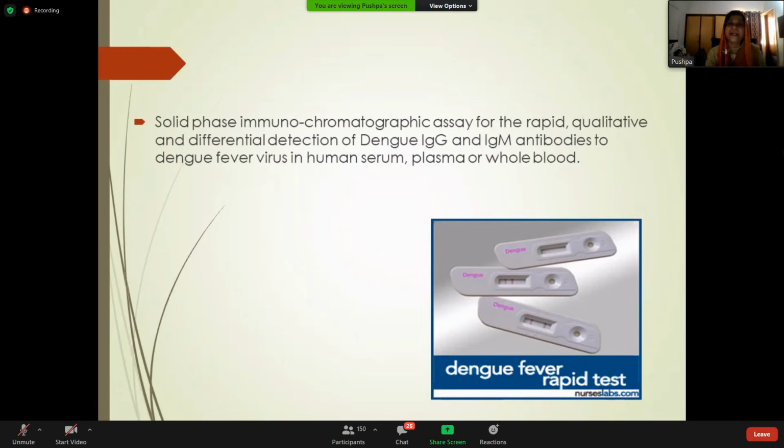One drop of the blood is put in this place, and then it can show you whether it is positive or negative. Solid phase immunochromatographic assays are done for rapid testing when there is an epidemic and we don't have time to wait for PCRs or other tests. We can opt for these immunochromatographic assays for rapid detection of IgG and IgM antibodies in dengue virus infection.